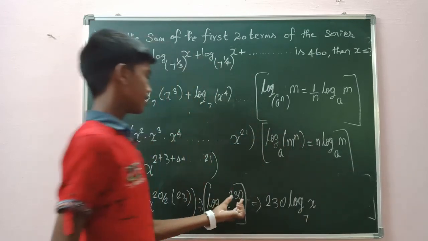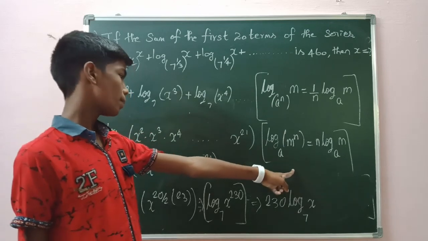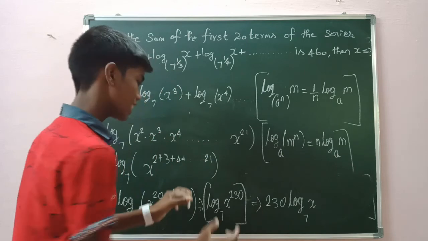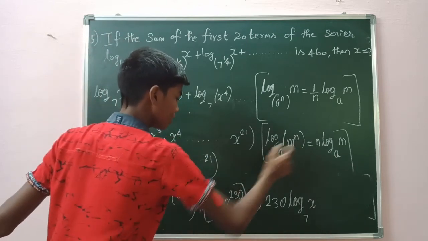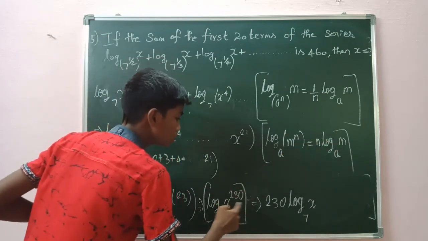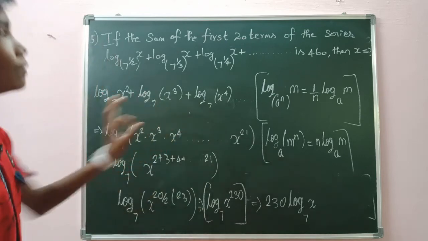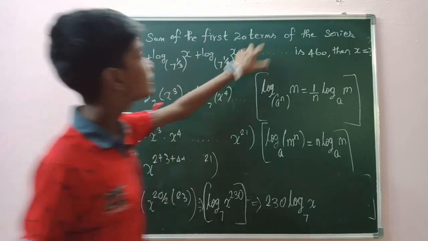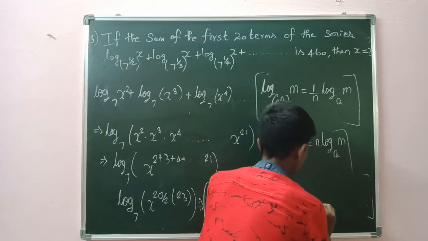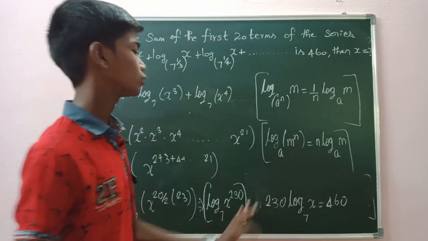I am taking this 230 this side using this property: log to the base a of m power n is n into log to the base a of m, where here your m is x and your n is 230 and your a is 7. Hence I can write n as 230, so 230 into log to the base 7 of x. Using this log property, and it is given that the sum of this particular series of 20 terms is 460. That means this is equal to 460. 230 into log to the base 7 of x is 460.